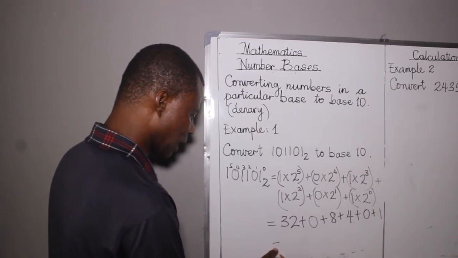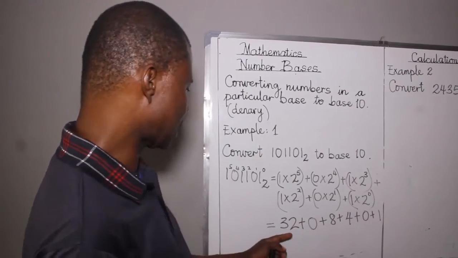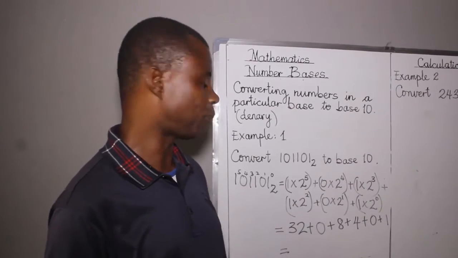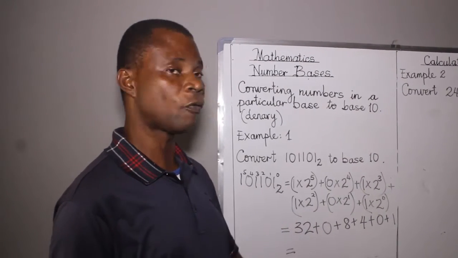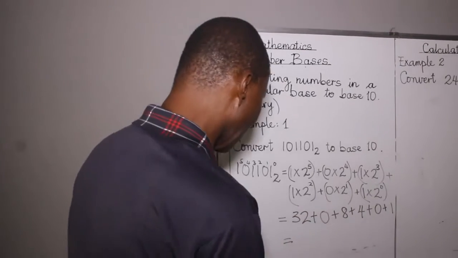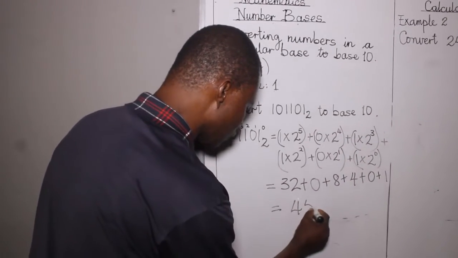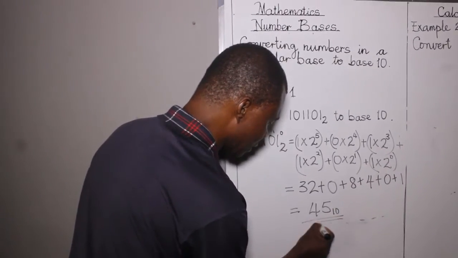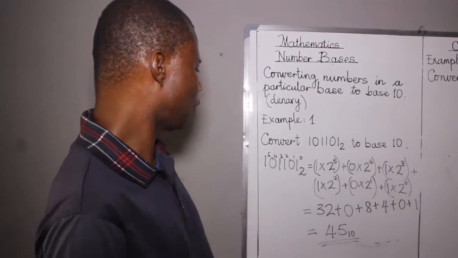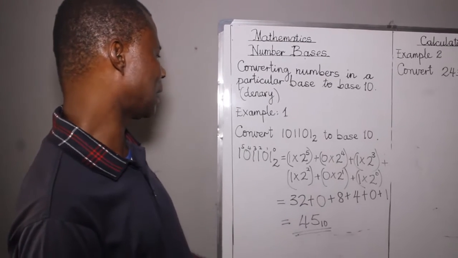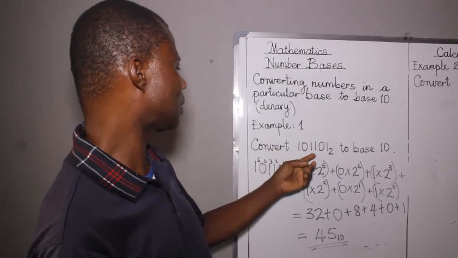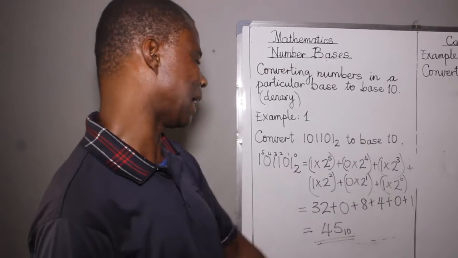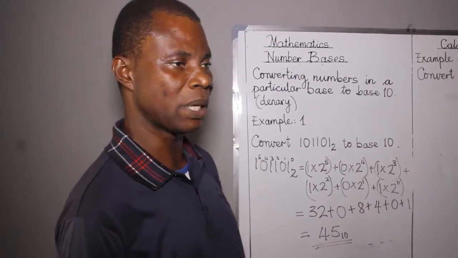That's the summation that is left now. 32 plus 0, 32. 32 plus 8 equals 40. 40 plus 4 equals 44. Plus 0, 44. 44 plus 1, 45. So this gives us 45 to the base of 10. So the final answer now is equal to 45 base 10. That is converting 101,101 base 2 to base 10. In base 10 it becomes 45 base 10.